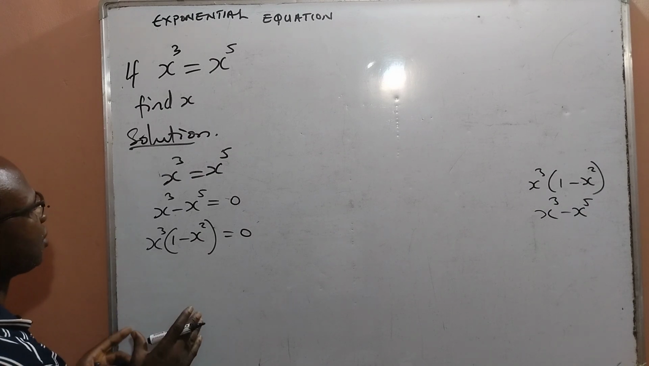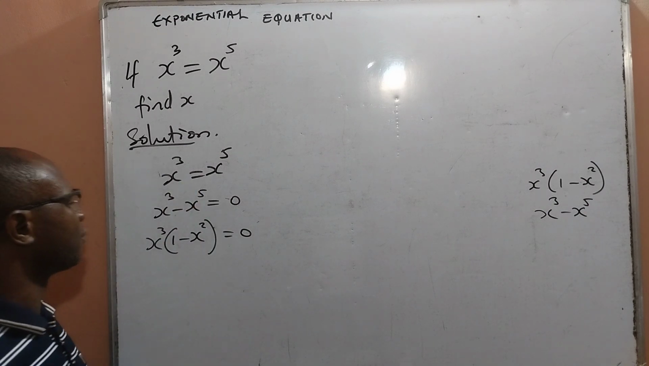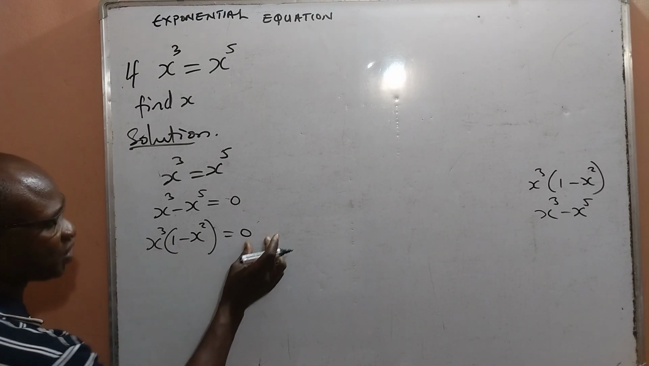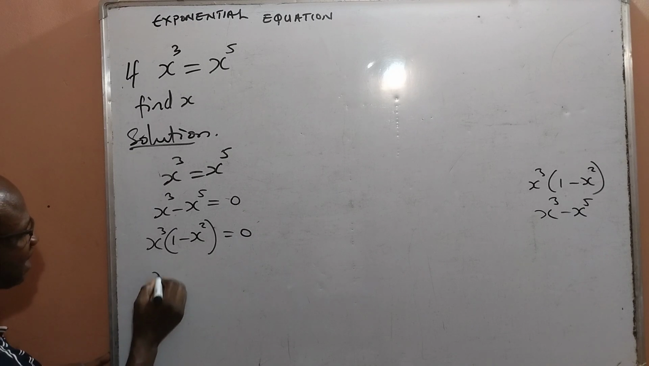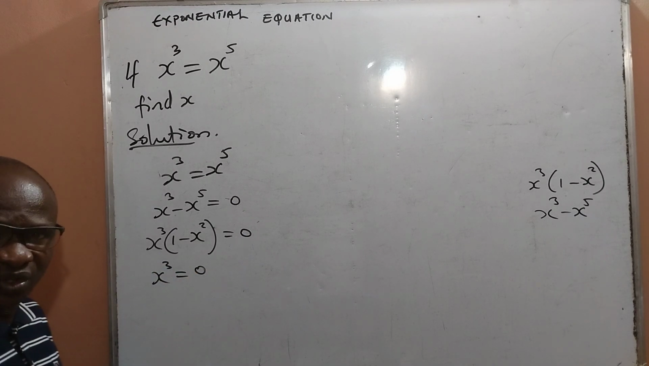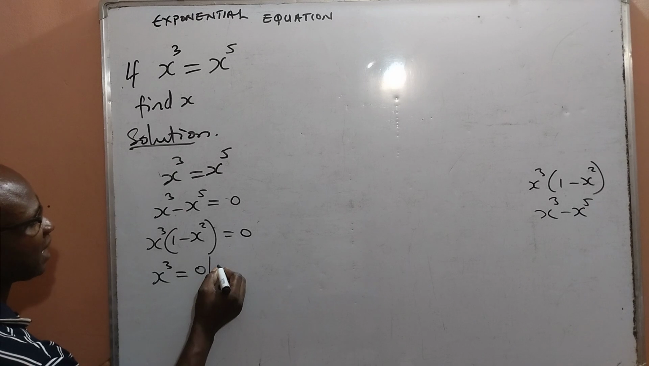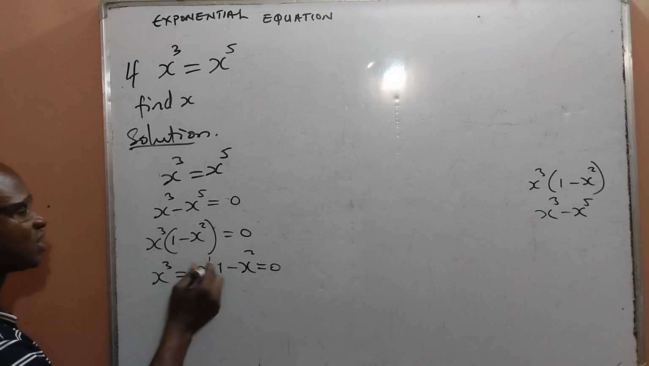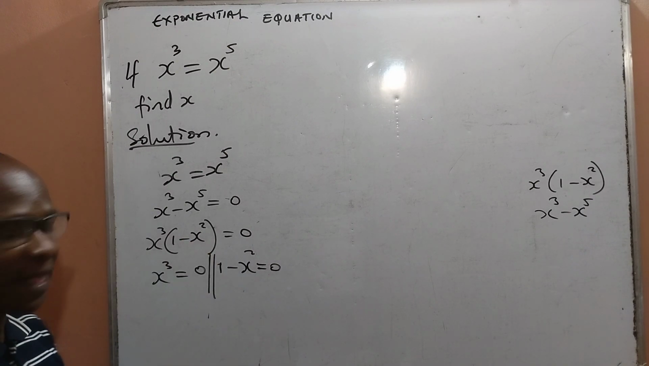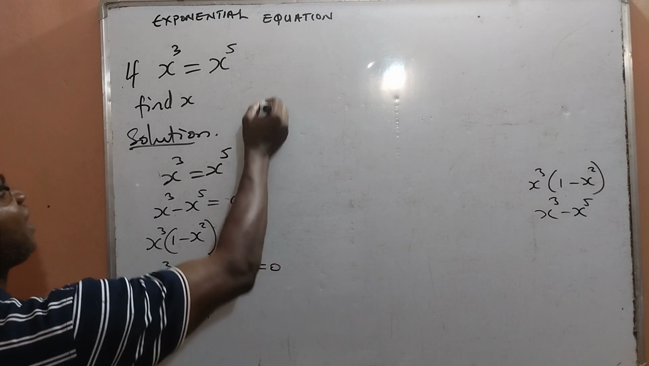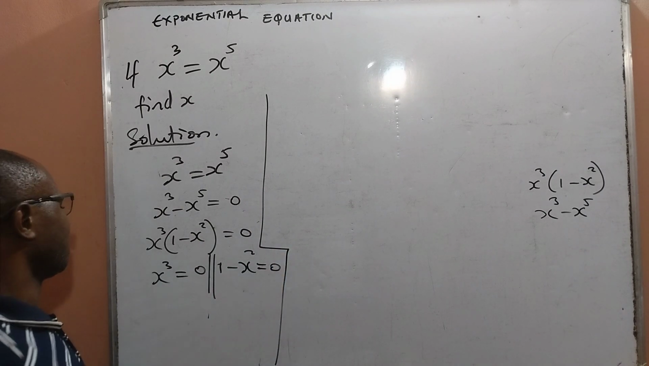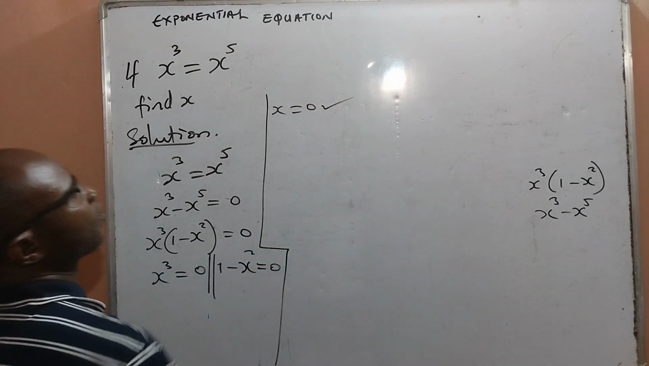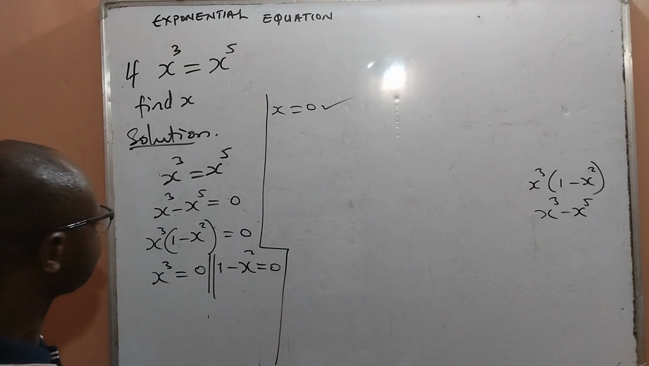By the law of this type of factors, the first bracket is equal to 0, the second bracket also is equal to 0. What this means is that x raised to the power 3 is equal to 0, and also 1 minus x raised to the power 2 is equal to 0. And from the first, if x cubed is equal to 0, it implies that x is equal to 0. That is the first value of x.